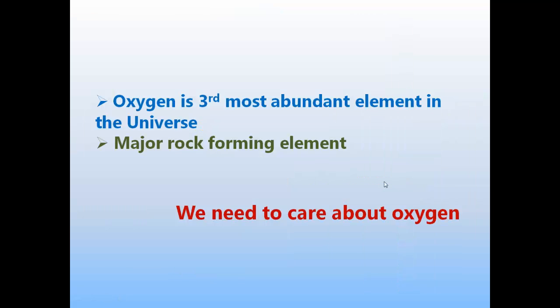This paper is on oxygen isotopes. So let us talk about oxygen. Oxygen is the third most abundant element in the universe after hydrogen and helium. It is also the major element in all the rocks. Oxygen is everywhere. Therefore, we should care about it.